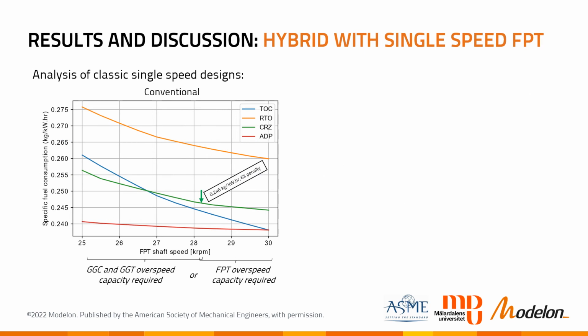We first analyzed single speed designs. You're possibly familiar with that due to certification requirements, some turboprops can only run at a single shaft speed independently of the rating. So we're looking at these here. And to the left, we see some results for a conventional baseline. And the paper describes the overspeed capacity requirements that result from that. They're actually quite challenging. And you can see at the lower left of the slide where the overspeed requirements apply between the free power turbine on one hand, or the gas generator compressor and gas generator turbine on the other.